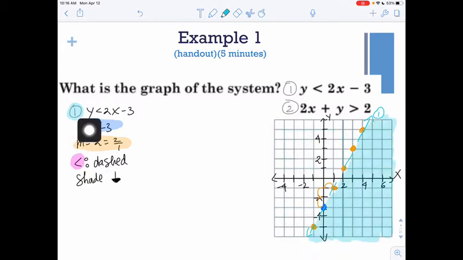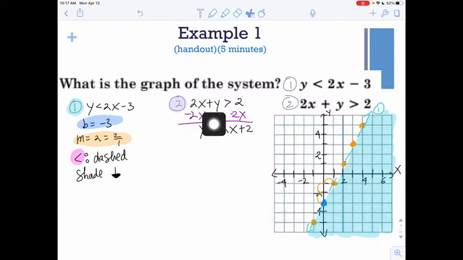Now, because we have y all by itself on the left, we know that using a less than symbol means we are going to shade down. So I'm going to shade the entire half plane that is below our boundary line for inequality 1. Inequality 2 does not have the y by itself, so we're going to start by isolating the y on the left-hand side. To do this, we're going to subtract 2x from both sides. 2x minus 2x gives us 0, bring down our y. All we've done so far is subtract 2x, so we're going to keep our inequality the same as a greater than symbol. 2 minus 2x can be written as negative 2x plus 2.